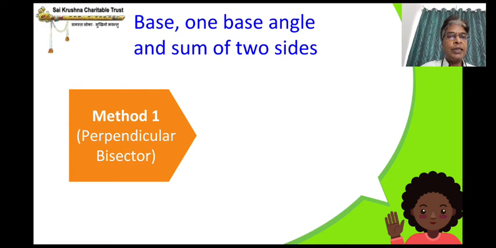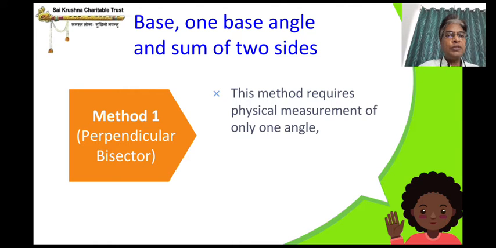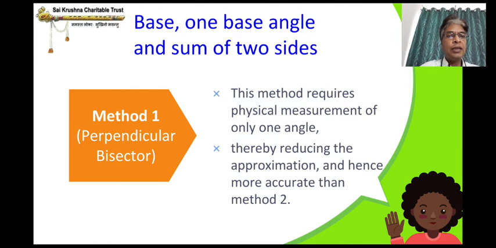But whenever I am explaining, I will say perpendicular bisector method. This method requires physical measurement of one angle, thereby reducing the approximation and hence more accurate than method 2. Now for a moment, again you don't need to go through in detail what I am telling here.